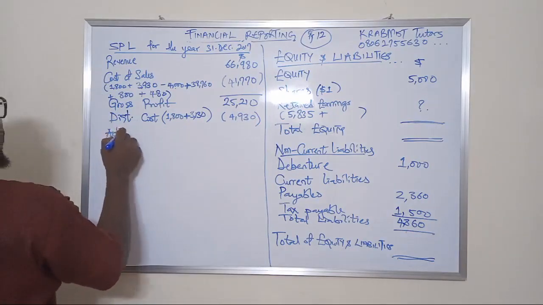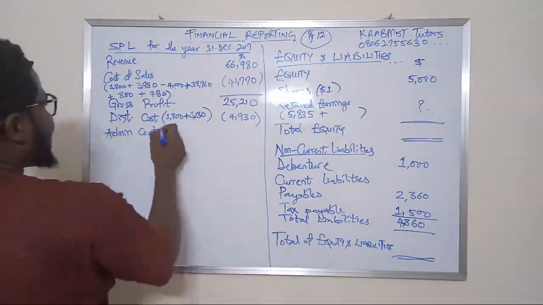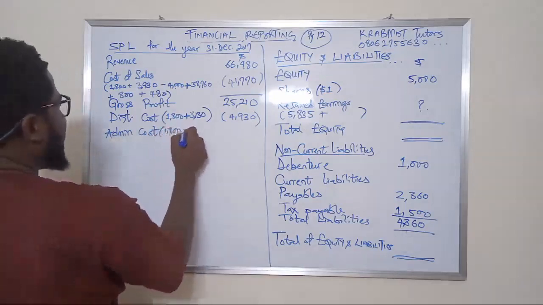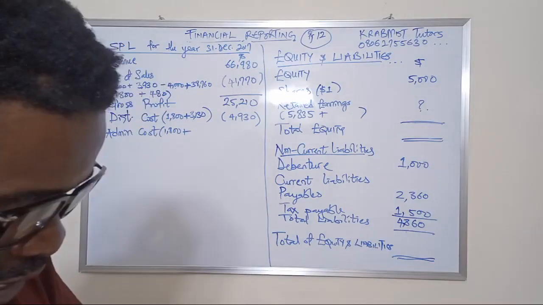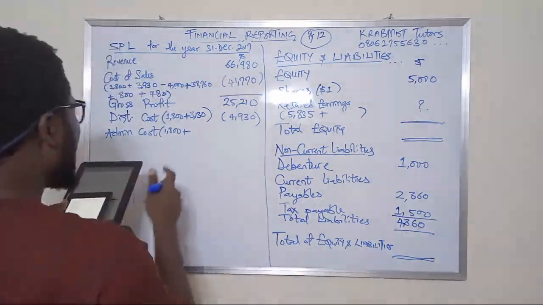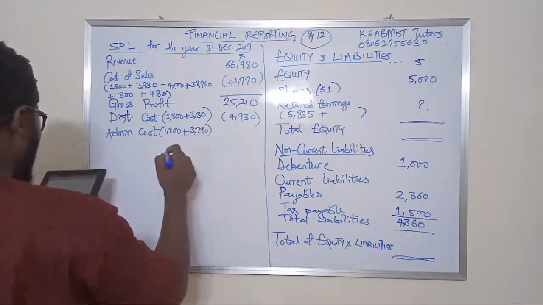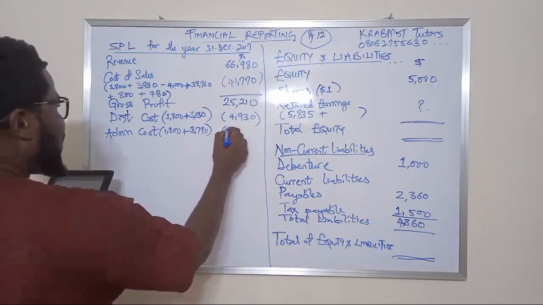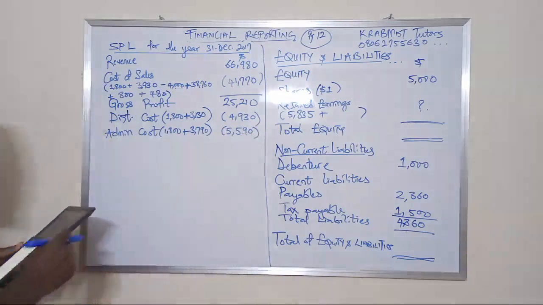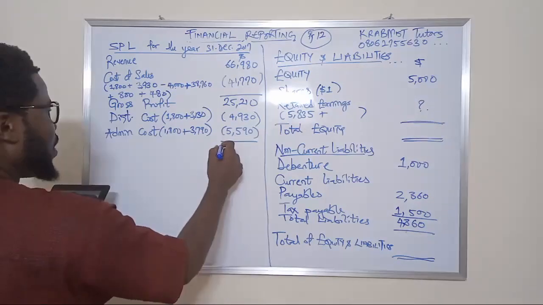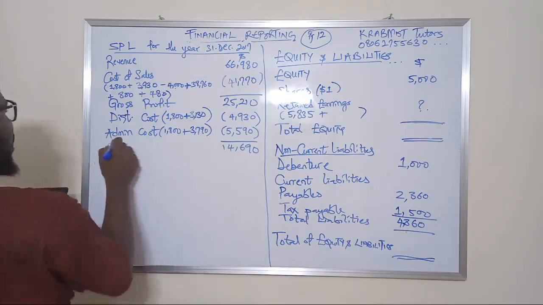Admin costs. Admin costs, we have 1,800 plus, let's go to our trial balance to see whether there are other additional expenses. Yes, we have on number 8 admin costs of 3,790, and we have 5,590. We add it up and this will give us 14,690. And what is that? Operating profit.